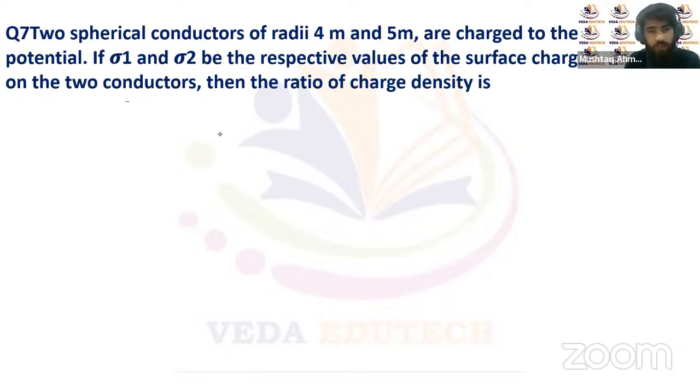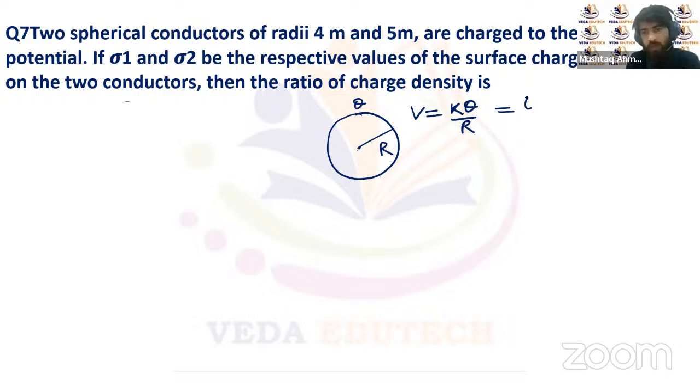Now we know that on the surface of a conductor, let's suppose we have a conductor here of radius r and charge q, then the potential on the surface of this conductor will be kq over r, or we can write this as q upon 4 pi epsilon naught r. This will be the potential on the surface of this conductor.